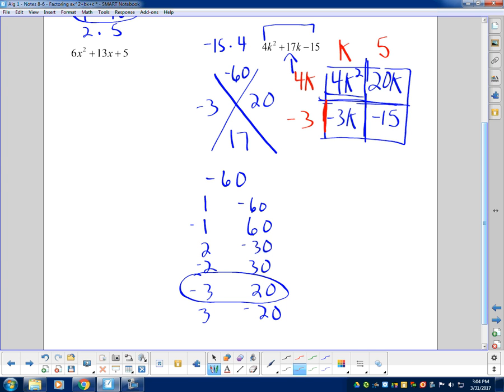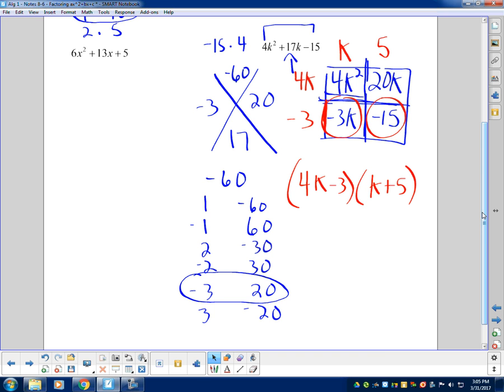Now let's just double check here because we had negatives to deal with. 4k times k is 4k squared. 4k times 5 is 20k. Negative 3 times k does give me negative 3k, so it checks out. Negative 3 times positive 5 is negative 15, so it checks out. So a way to check what you've done is to just keep it in that rectangular box form, multiply out your factors, make sure they all come out with the correct signs. So my final answer, factors are 4k minus 3 and k plus 5. And you are done. So I'll leave the other two for you to try for practice.